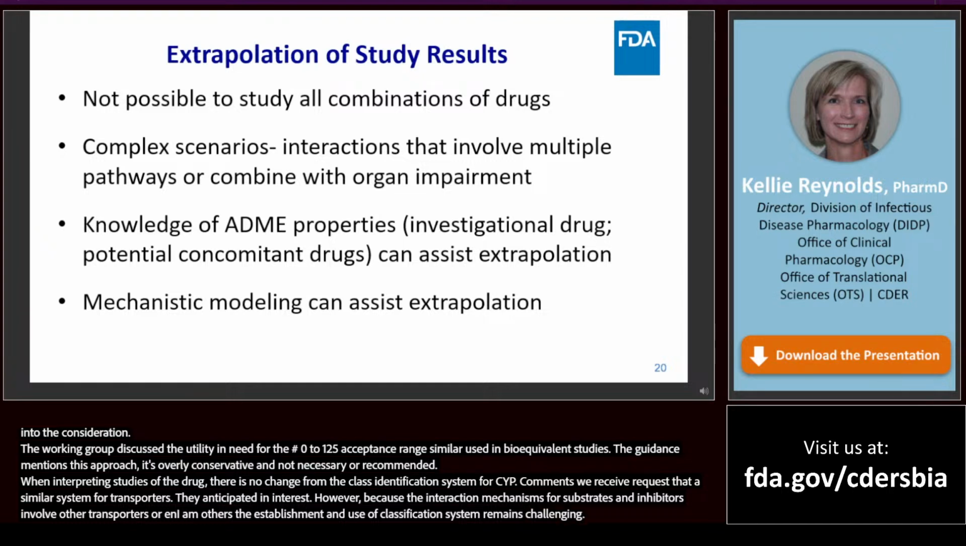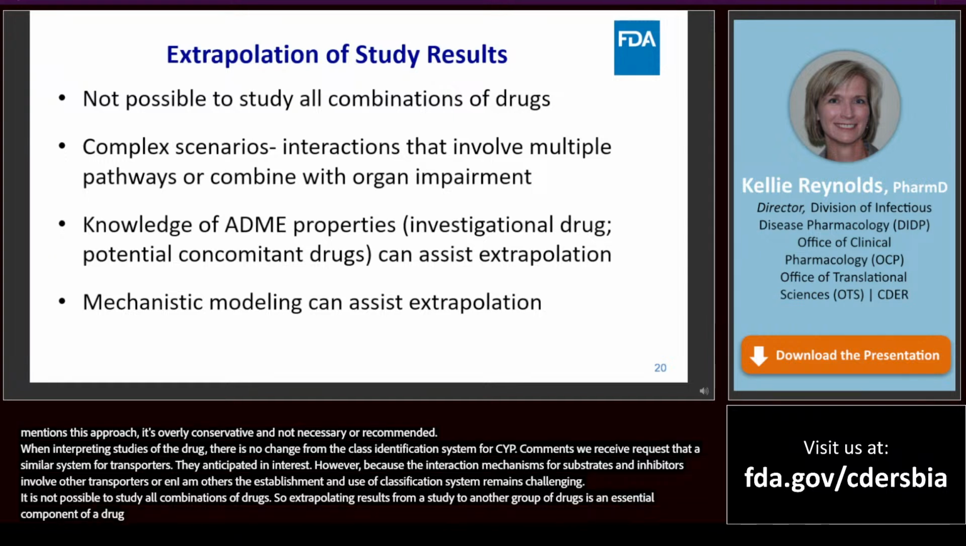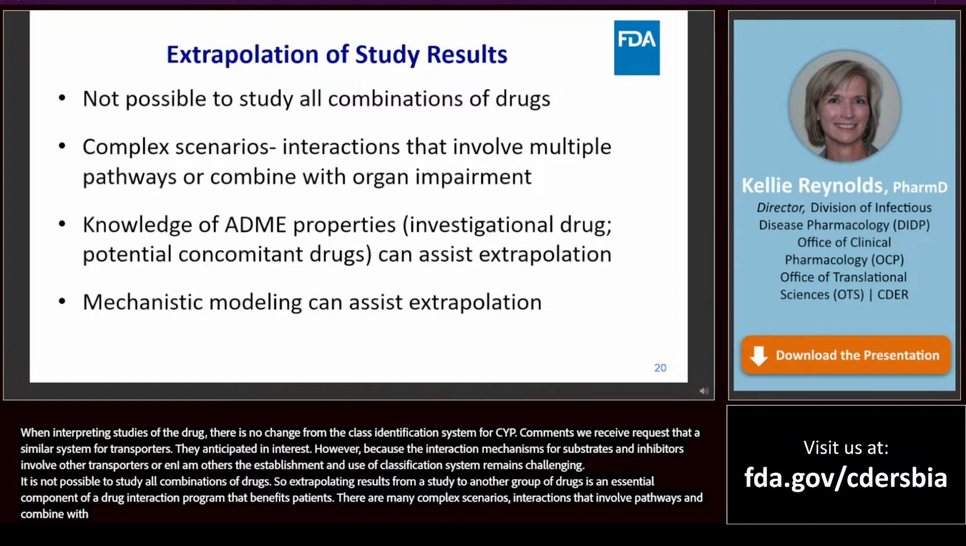It is not possible to study all combinations of drugs, so extrapolating results from a drug interaction study to another group of drugs is an essential component of a drug interaction program that benefits patients. There are many complex scenarios, interactions that involve multiple pathways, or those that combine with organ impairment. Knowledge of ADME properties for the investigational drug and potential concomitant drugs assists the extrapolation, and mechanistic modeling can also assist extrapolation.